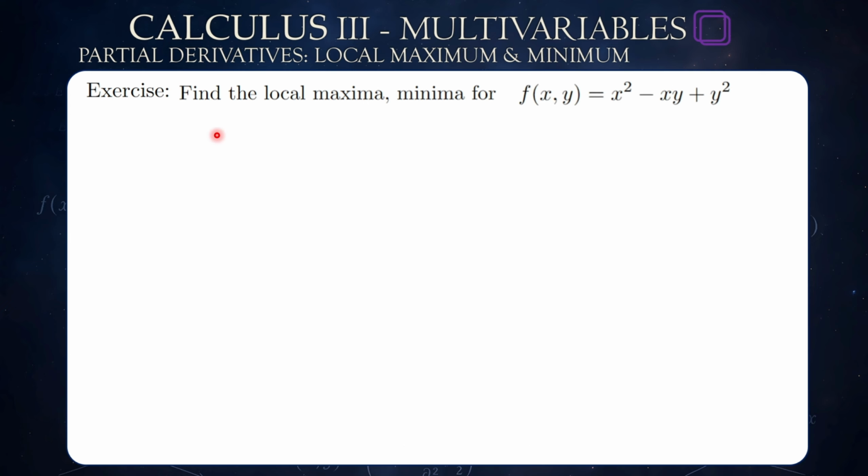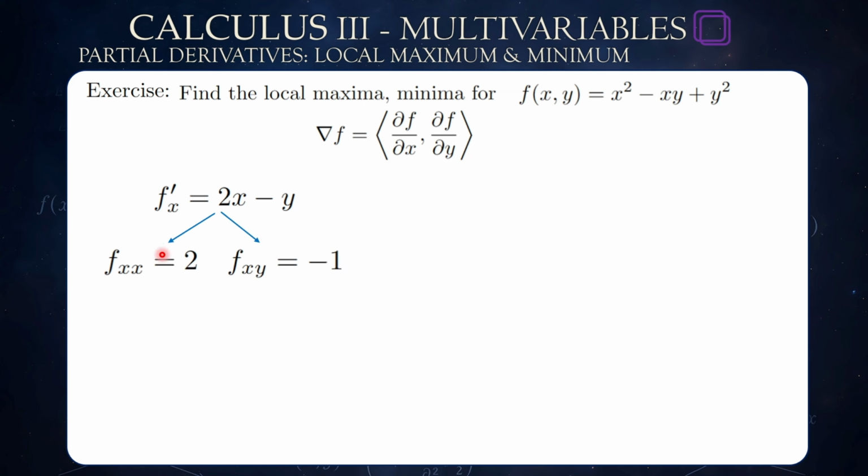Another practice exercise, find the local maxima and minima for f(x,y) equal x squared minus xy plus y squared. Again, you can pause the video and try to solve it yourself. Alright, let's continue. So, nabla f is equal to derivative of f in respect of x, then derivative of f in respect of y. Let's start with f prime x. F prime x is equal to 2x minus y. Then we get the second derivatives for f prime x in respect of x and y, which gives us fxx equal 2 and fxy equal minus 1.